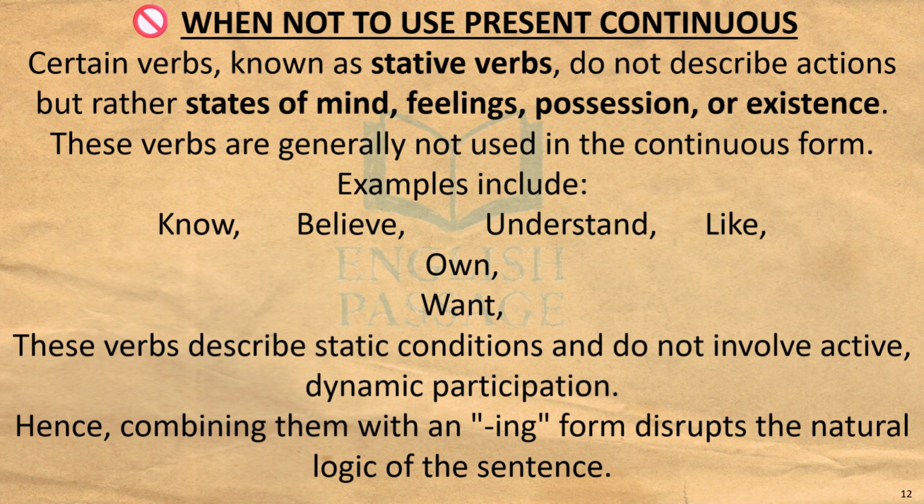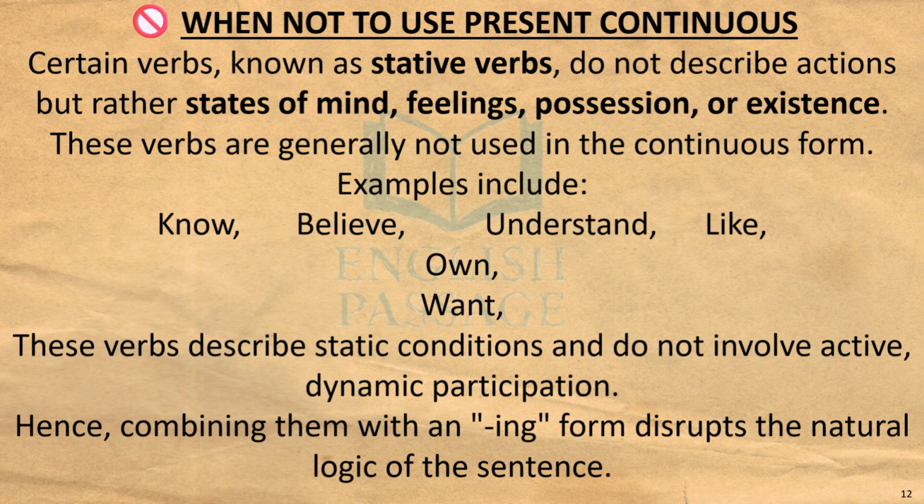When not to use present continuous. Certain verbs, known as stative verbs, do not describe actions but rather states of mind, feelings, possession, or existence. These verbs are generally not used in the continuous form. Examples include know, believe, understand, like, own, want. These verbs describe static conditions and do not involve active, dynamic participation.